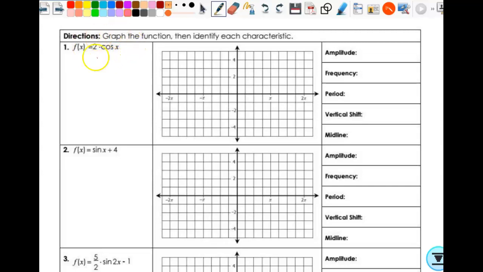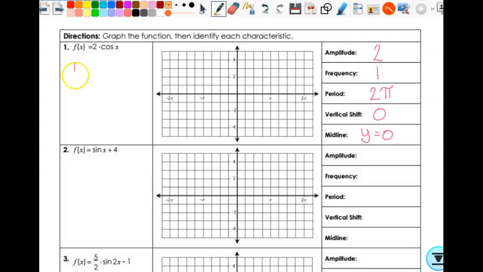From this one right here, what's my amplitude? 2. What's the frequency? 1. The period is 2 pi. Good, since the frequency is 1. Do I have a vertical shift? No, so that's 0, which means the midline is y equals 0. Okay? So these first two are going to be super easy, just one with an amplitude and one with a shift, and then we'll get them all together.